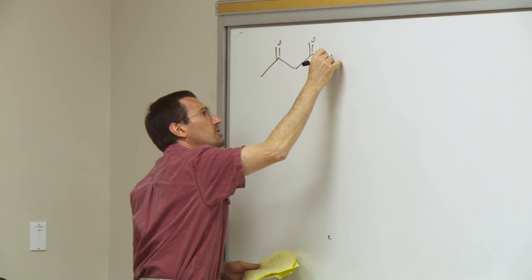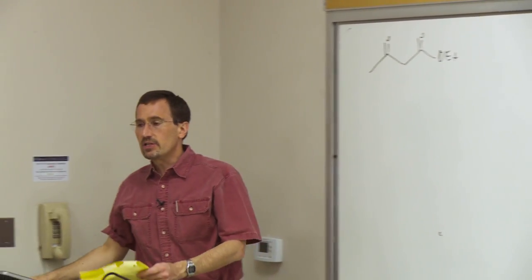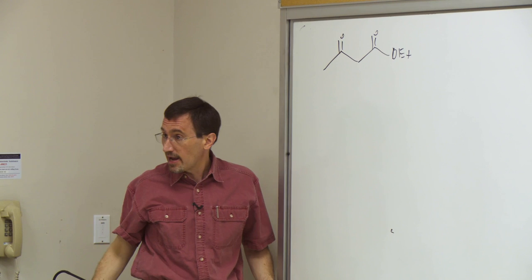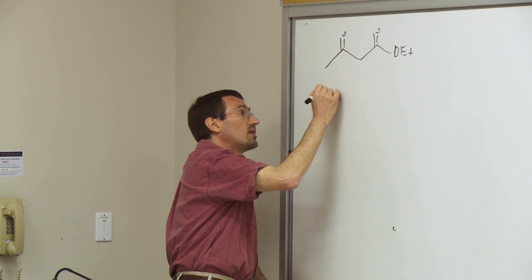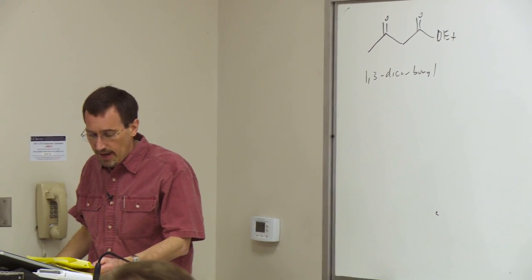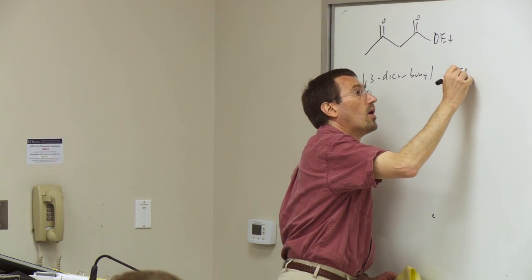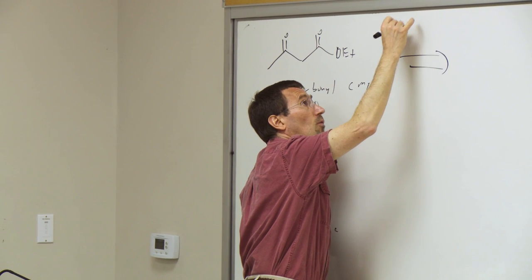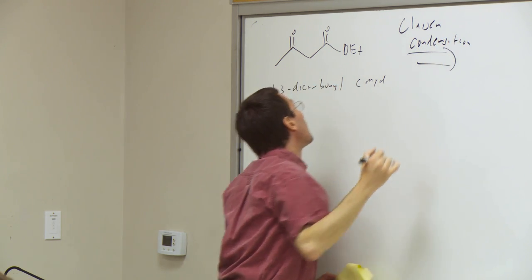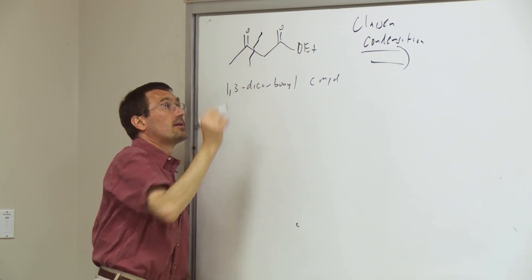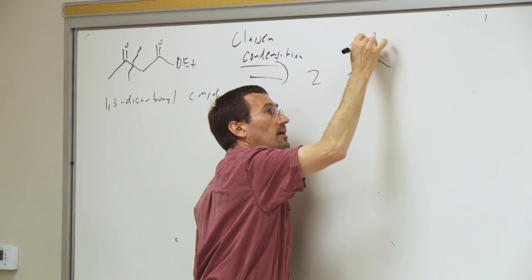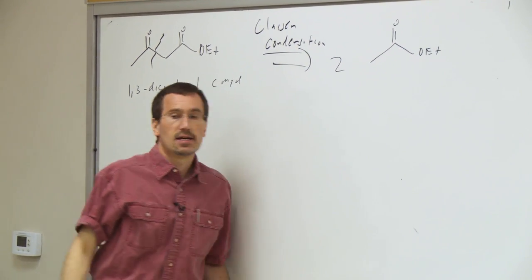I don't want to dwell on it too much, but here's the product that we saw just a few blackboards ago. Looking at this product, you say, oh, that's a 1,3 dicarbonyl. There are two carbonyls in a close relationship to each other. A 1,3 dicarbonyl compound clues you in for, that might form by a Claisen condensation, in which case we can form the bond between the alpha and the beta position, and we're down to two molecules of ethyl acetate.